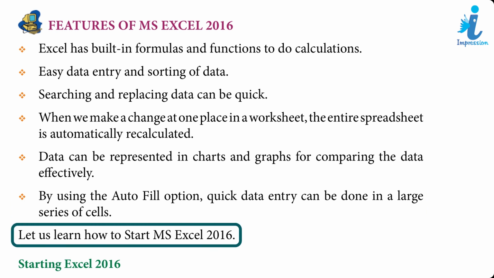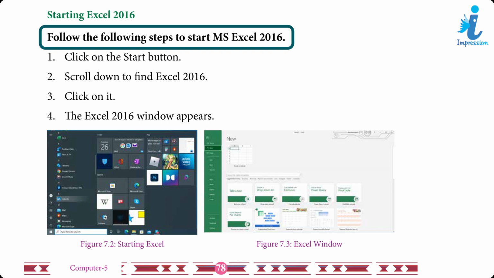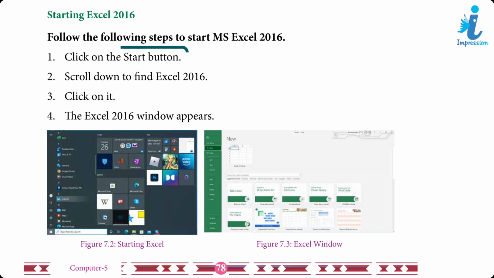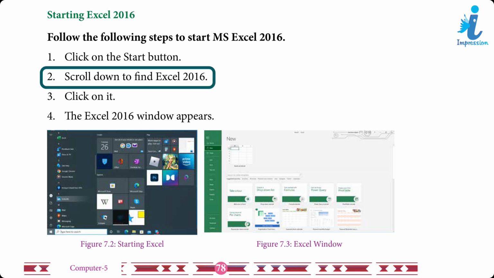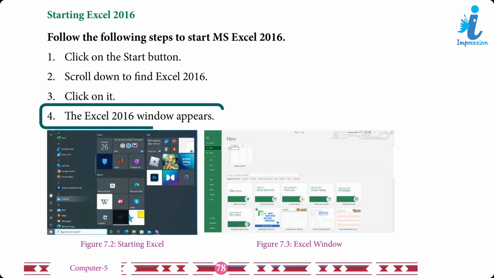Let us learn how to start MS Excel 2016. Follow the following steps to start MS Excel 2016. 1. Click on the Start button. 2. Scroll down to find Excel 2016. 3. Click on it. 4. The Excel 2016 window appears.